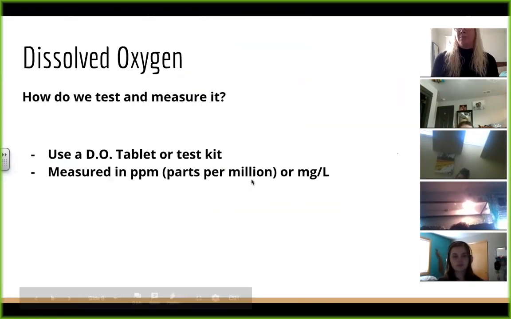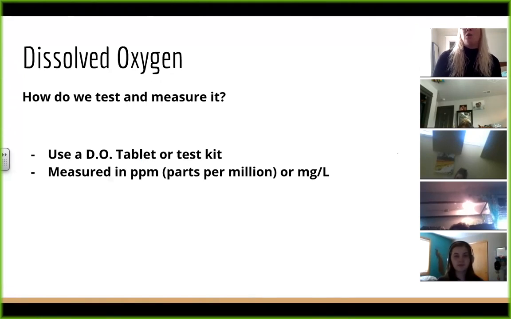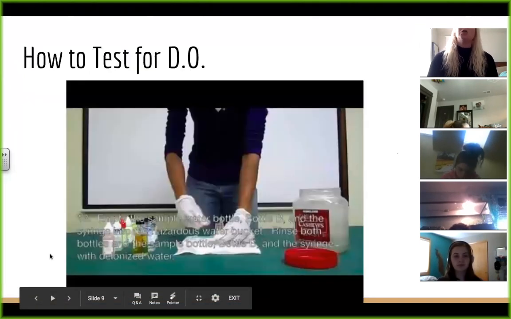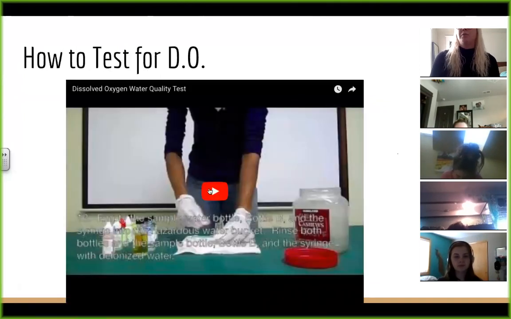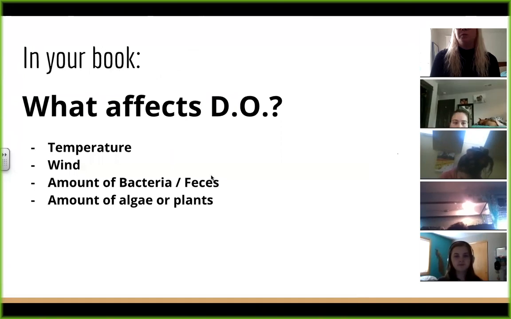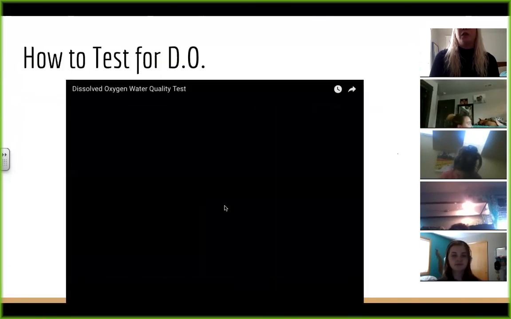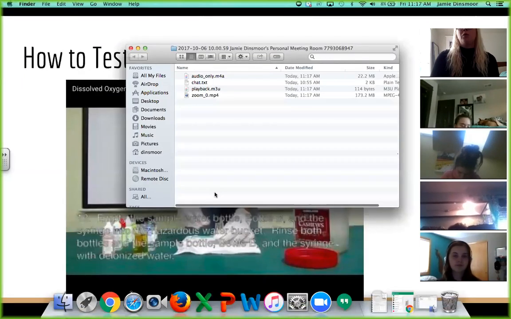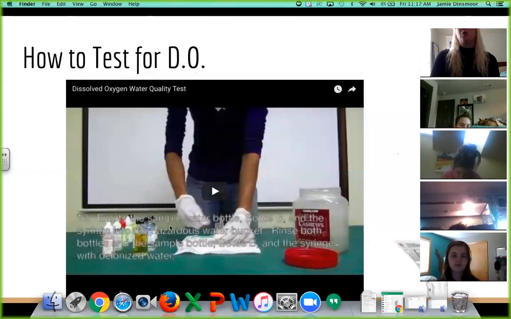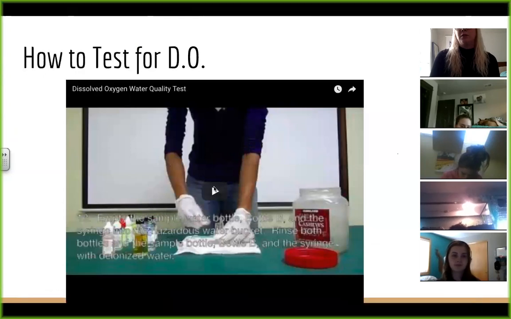There's also a test kit that involves like 17 different chemicals, and it's like super high tech and chemistry oriented. We do not have one of those, so we're not going to be doing that test, but it gives you a more specific amount of oxygen. So we're actually going to watch a little video of someone doing the complicated chemistry test just because it's cool. And that will give us an idea of kind of how, if your whole job as a scientist was finding water quality, you would probably be doing this test.